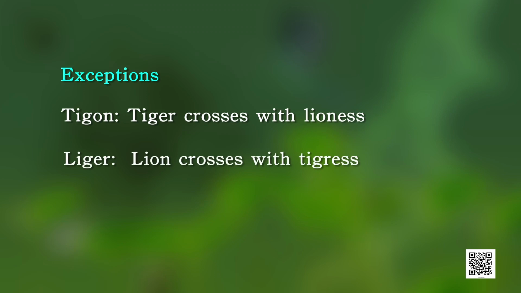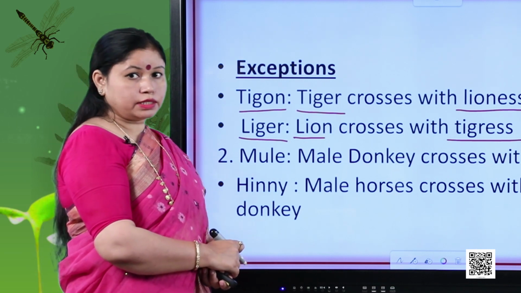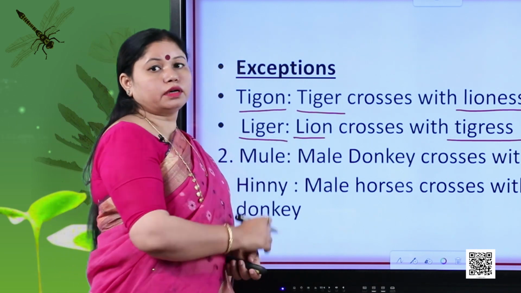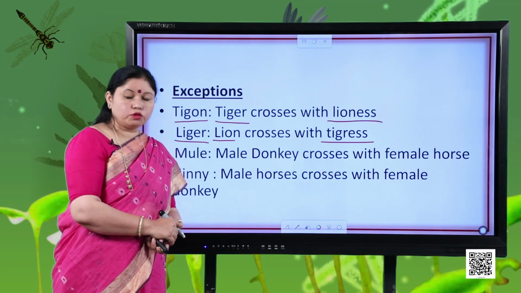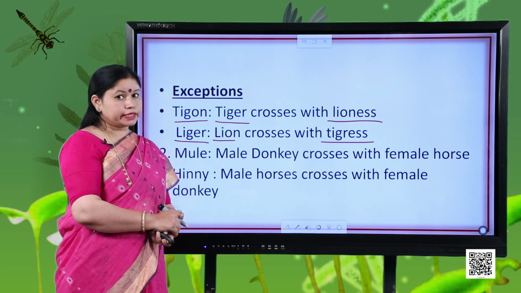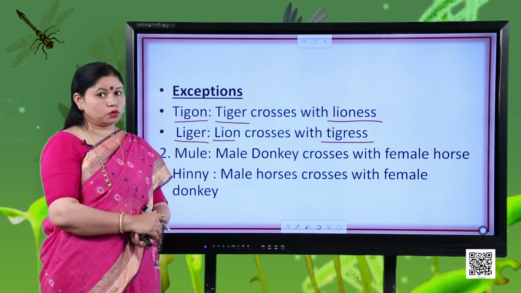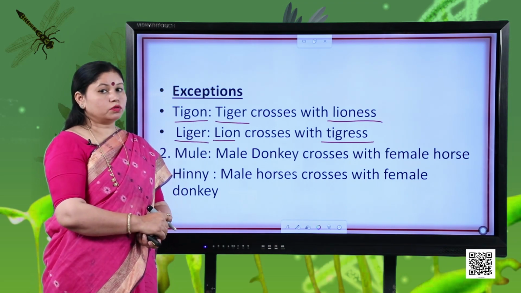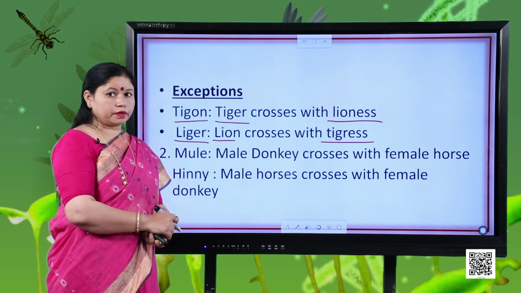Tigon is a hybrid that is produced when a tiger is crossed with a lioness, and liger is produced when a lion is crossed with a tigress. An important thing to note is that they are different animals, interbreeding among themselves, producing progeny that has the capability of self breeding. These tigon or liger females are able to reproduce. So, these are exceptions to the concept given by Ernst Mayr.